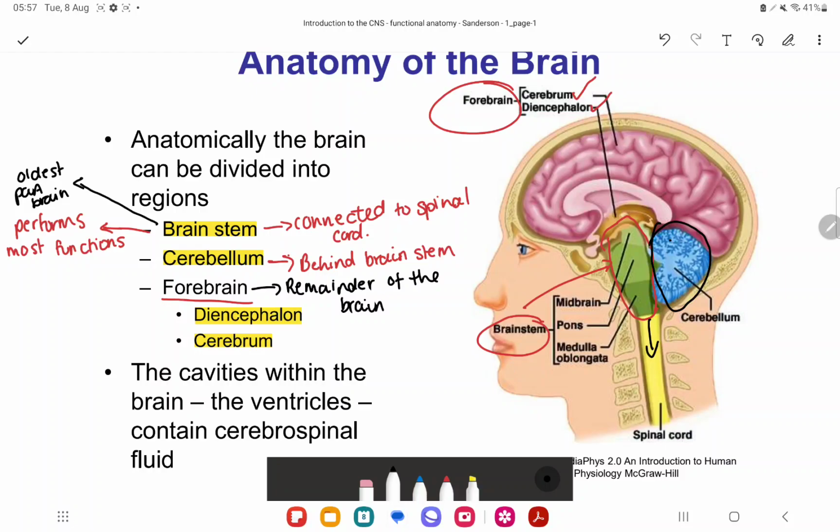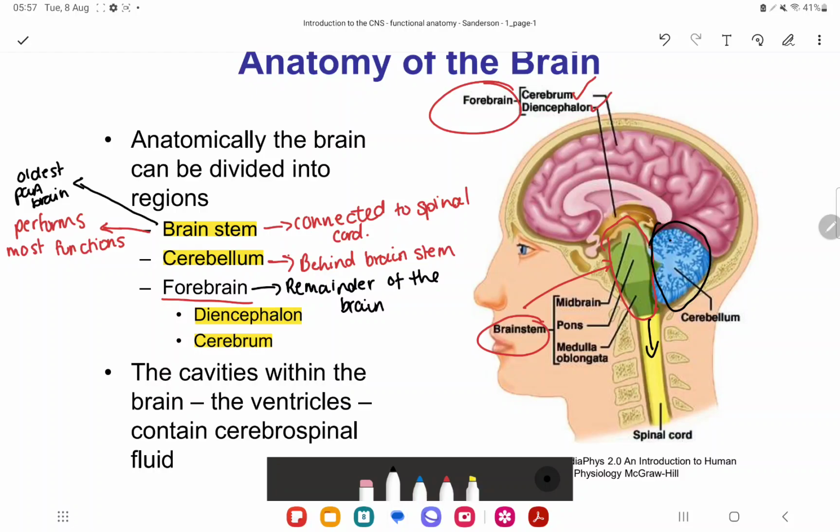And then you have the cerebellum. We can identify the cerebellum because it is behind the brainstem. And then you have the forebrain, which is the top part, and this is the remainder of the brain, and it's subdivided into the diencephalon and the cerebrum.